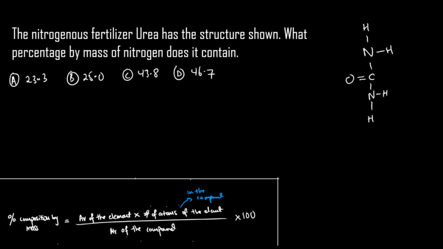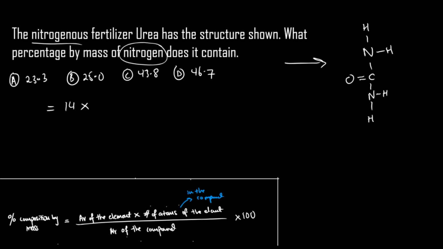Let me clarify, what do we mean by a nitrogenous fertilizer? Any fertilizer that has nitrogen in it is called a nitrogenous fertilizer. So urea is shown, the structure is right here, and they're asking what percentage by mass of nitrogen does it contain? Okay, so what do we do first? AR of the element we are interested in, that is nitrogen. What is the AR of nitrogen? 14.